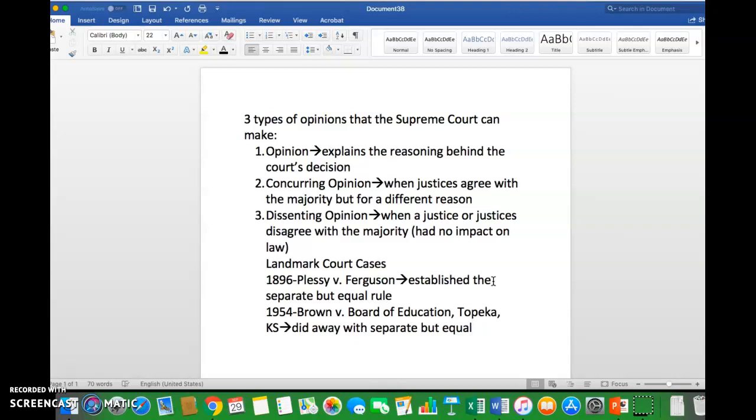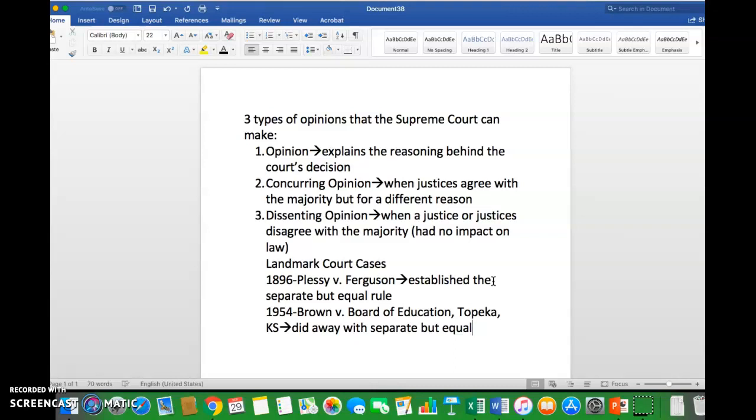Basically, you had Linda Brown, a young 12-year-old girl, whose family moved to Topeka, Kansas. She wants to attend the school that's only a few blocks away from where her parents live. Problem is, it's an all-white school. She shows up to school, and the school says, "What are you doing here? You're not allowed to go to school here. There's an all-black school on the other side of town. You're going to go to school there."